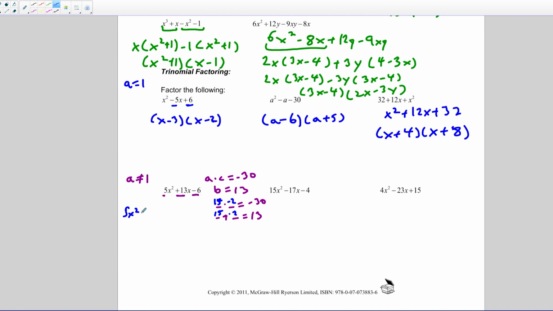So 5x squared plus 15x minus 2x minus 6. We're going to go ahead and factor these out using grouping like we did in the previous examples. So we're going to factor out that 5x. We're going to be left with x plus 3. Factor out the -2 here, we're left with x plus 3 as well. And we have x plus 3 and then 5x minus 2. Take a couple minutes, work through the next examples on your own and check your work.